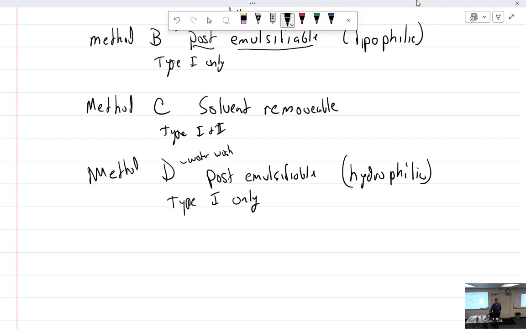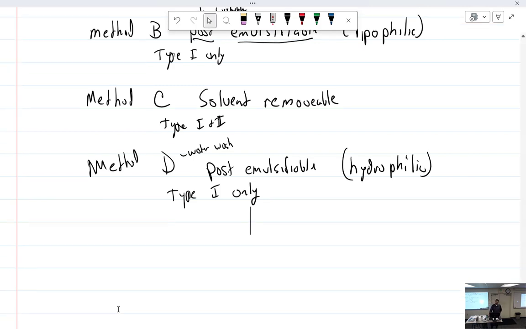All right, so we have two types. Type 1, which is fluorescent. The first one you go to, fluorescent. Then type 2, which would be the visible. Then we have the methods, A, B, C, D. A, B, and D are all washed off with water. It's just that the B and the D you've got to add the emulsifier. C, solvent remove. Don't wash it. You remove it a different way.